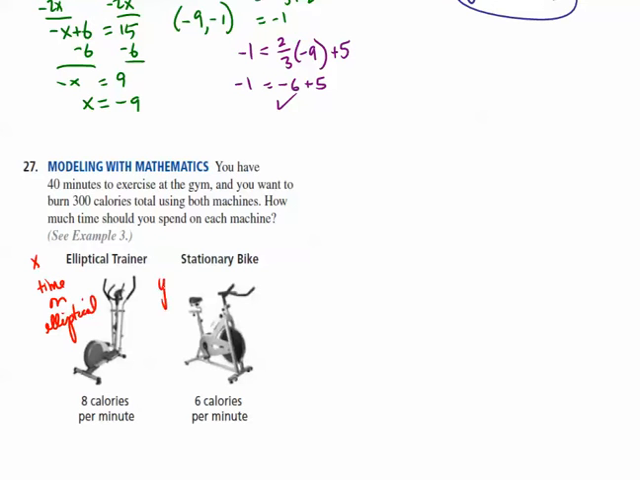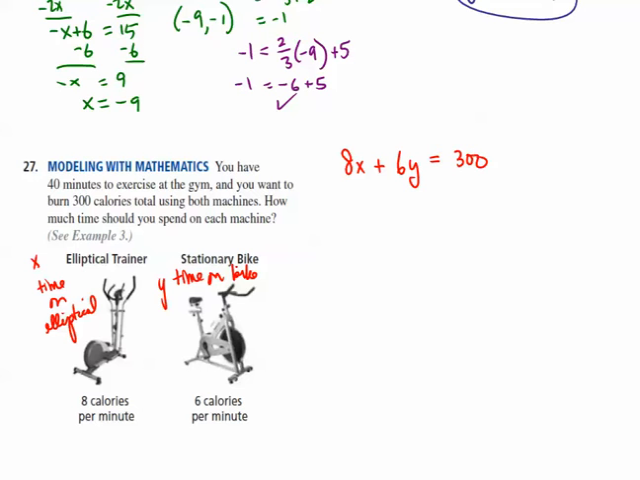Y will be time on bike. All right. So we burn 8 calories a minute on the elliptical. So 8 times the number of minutes we spend there, plus 6 times the number of minutes we spend on the bike, we want to burn a total of 300 calories. So that's one of our equations.